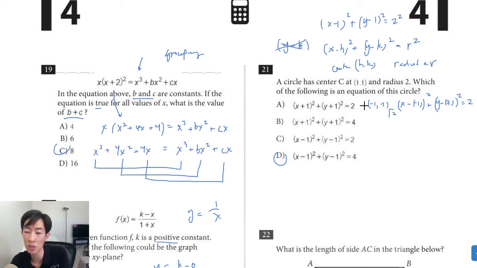So for choice A, the center is (-1, -1), radius is rad 2, or square root of 2. Choice B, center is (-1, -1), radius is 2, because that's the square root of 4. Choice C, center is (1, 1), radius is rad 2. So they're all a little bit off except for choice D.